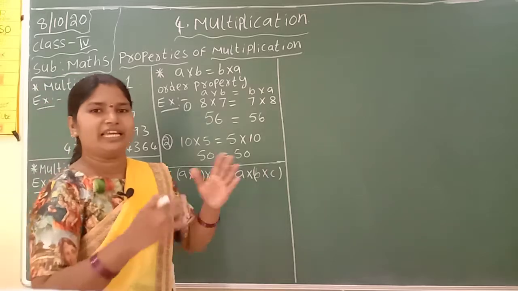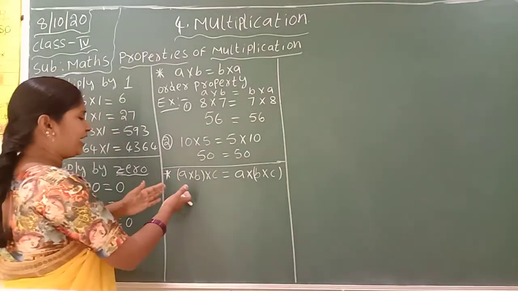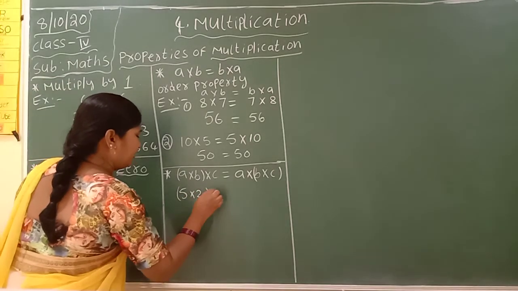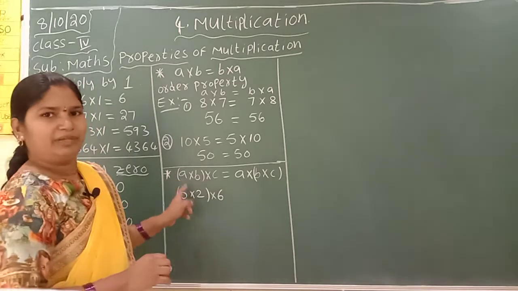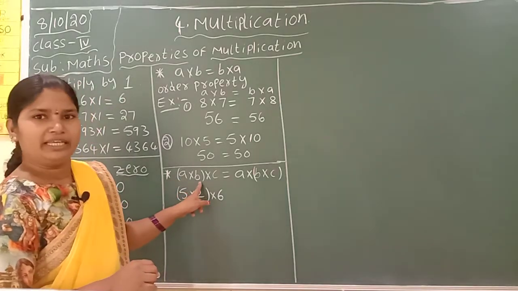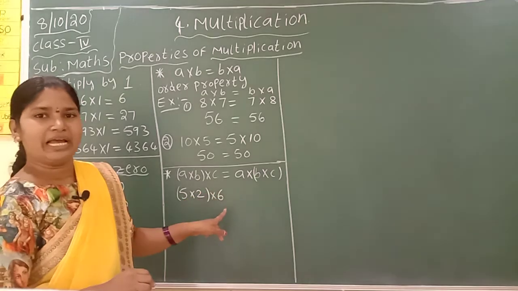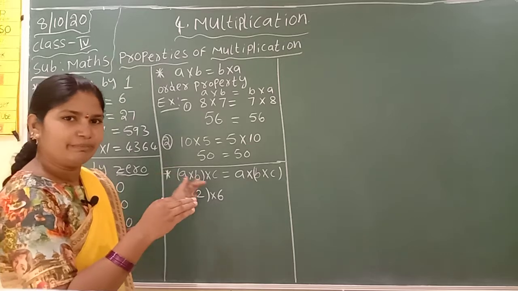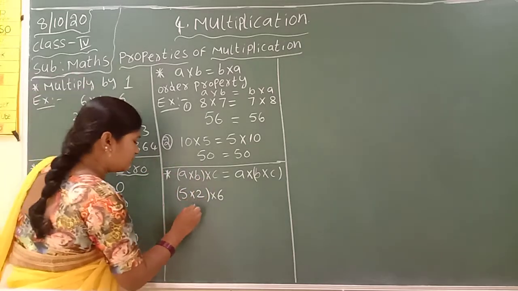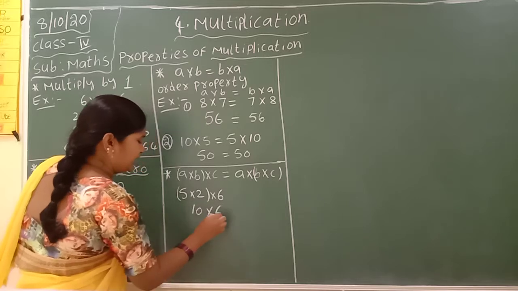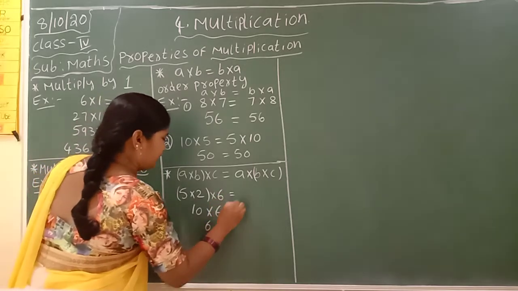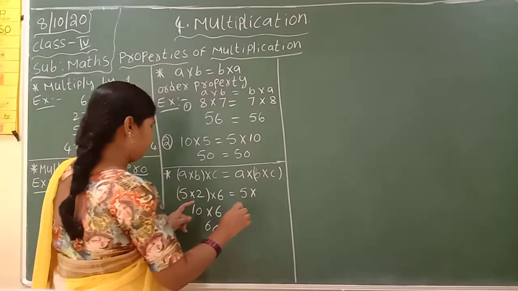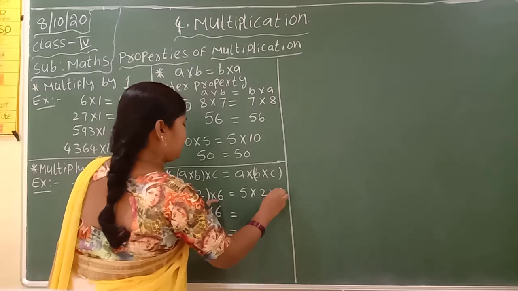If the factors can be grouped in any way, factors are nothing but the numbers being multiplied. 5 into 2 into 6. I am taking A as 5, B as 2, and C as 6. Here first I took a bracket, that is a group. I separate A and B first. 5 twos are 10, into 6. 10 sixes are 60, which is equal to A, that is 5, into B, that is 2, into C, that is 6.